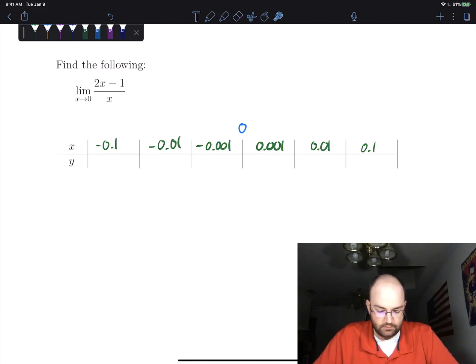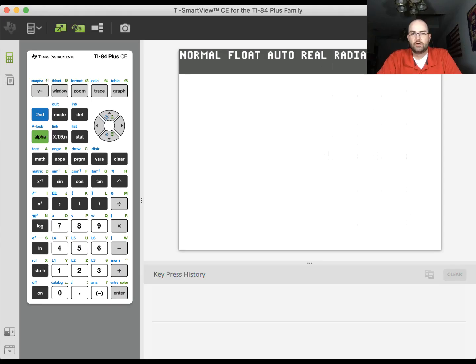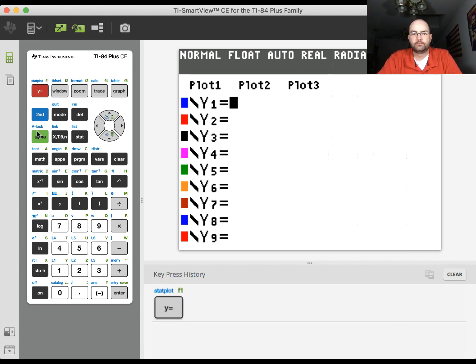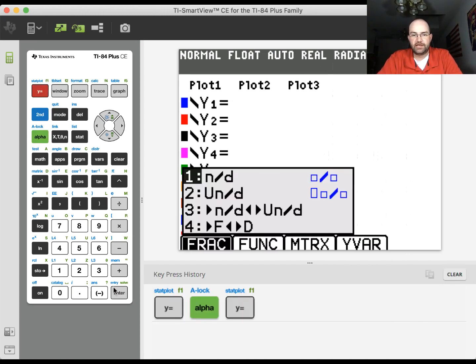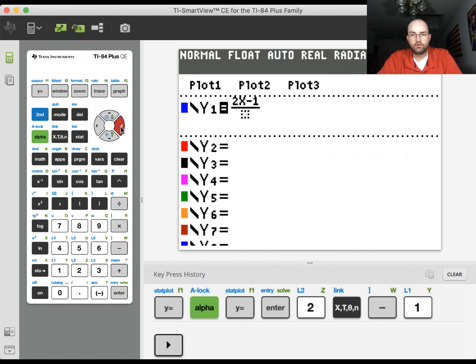Alrighty, so let's go ahead and figure out what these y values are going to be. To do that, we're going to go to the calculator so that we can see what's happening there. I'll see you there. Okay, welcome to the calculator. Let's go ahead and go to y equals and type this in. Alpha y equals enter will give us the fraction. So we have 2x minus 1 over x.